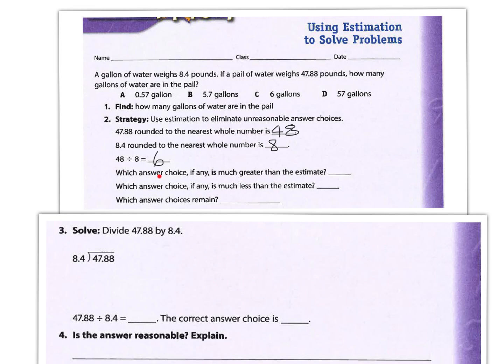This says which answer choice, if any, is much greater than the estimate. So the estimate is 6. Which one of these is much greater? Ooh, D. So we probably should not count D. Which answer choice, if any, is much less? If we look at these again, ooh, 0.57. That doesn't even have a whole number. So A is much less. Which answer choices remain? B and C.